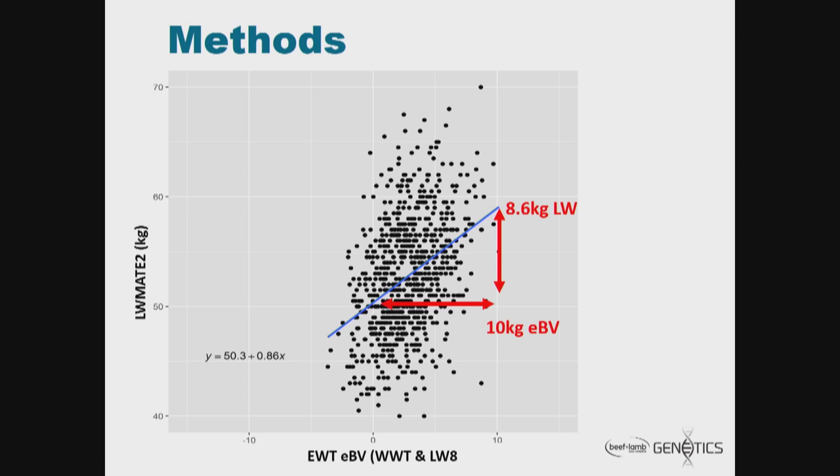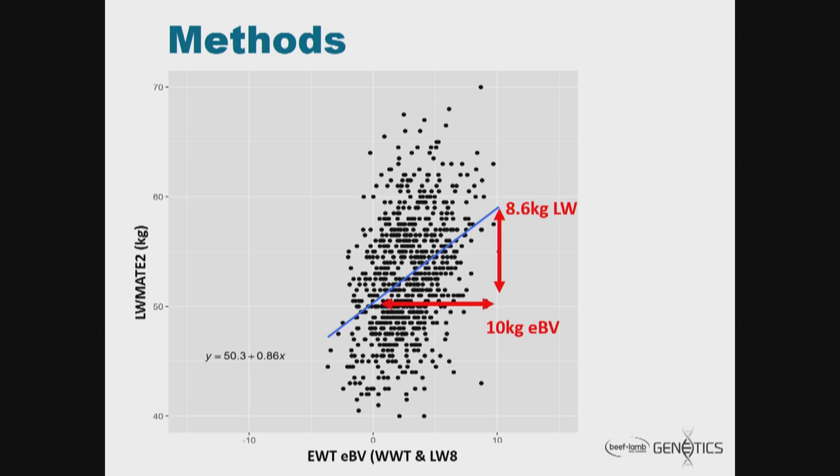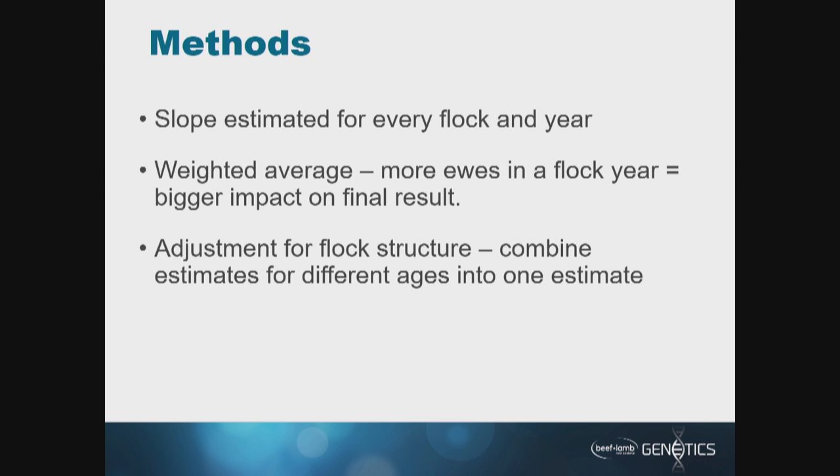In this case, what we actually see is that for a 10 kilogram difference in breeding value, we're only seeing an 8.6 kilogram difference in ewe live weight phenotypes later in life. And so that means that the breeding values are predicting more ewe live weight difference than we're actually seeing. So it's an over prediction, if you like. So this is one flock year. What we did was we took all of those 41 flocks across the 2007 to 13 cohorts, and we estimated the slope for all of those flock years.